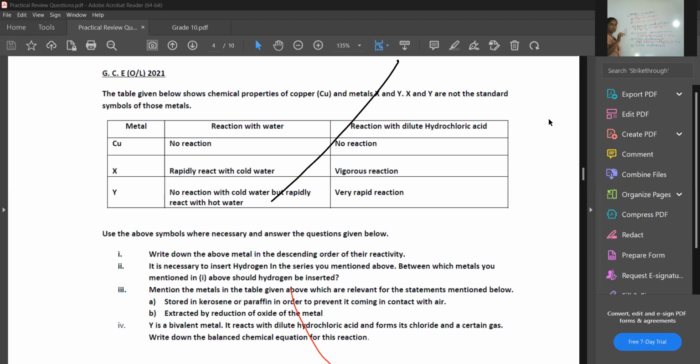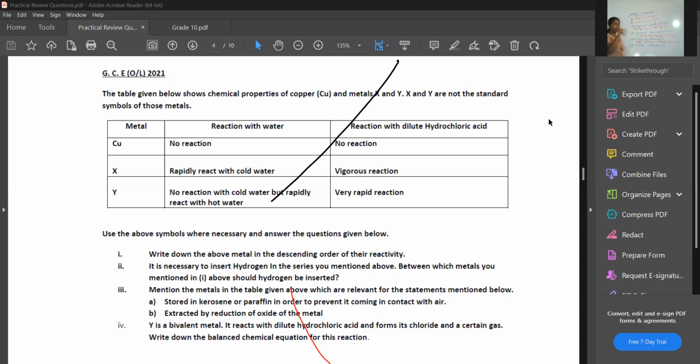When you write the answers, you have to write it very clearly. So the blue color of copper sulfate disappears gradually when we put magnesium into a copper sulfate solution. And we can observe copper deposit at the bottom. What is the color of copper? Brown. Yes.